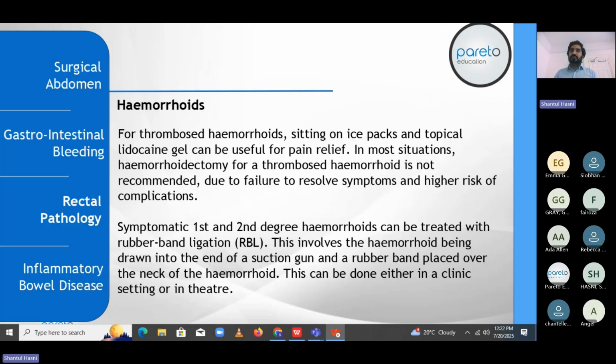Grade 3 and 4, you usually have to perform a formal hemorrhoidectomy, where you remove the fleshy hemorrhoidal tissue. But grade 1 and 2 hemorrhoids, if they are asymptomatic, manage conservatively. If they are symptomatic, you can do rubber band ligation.